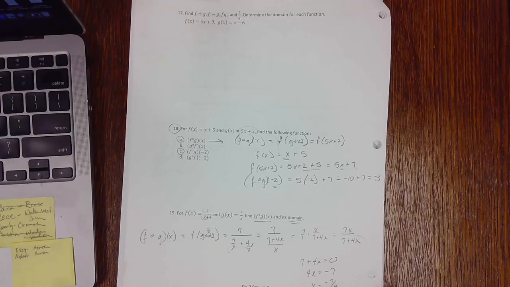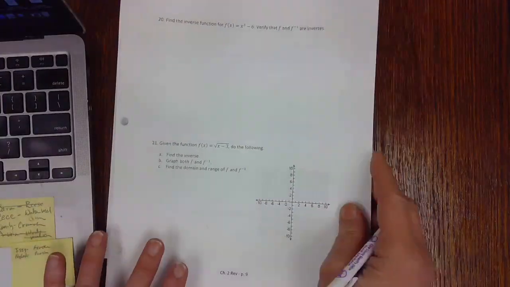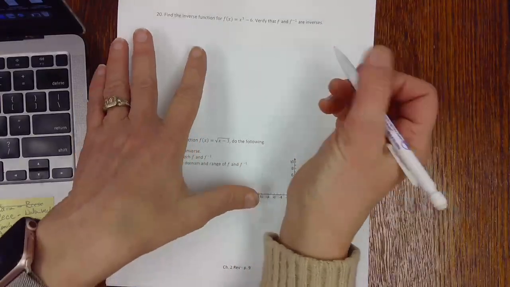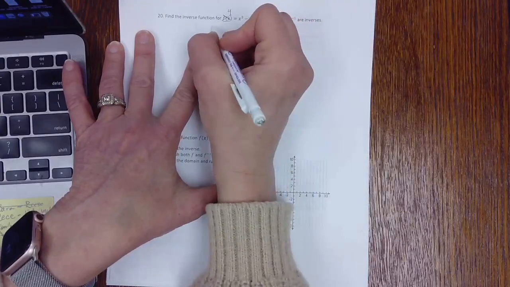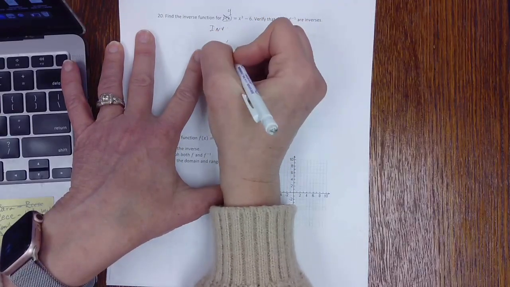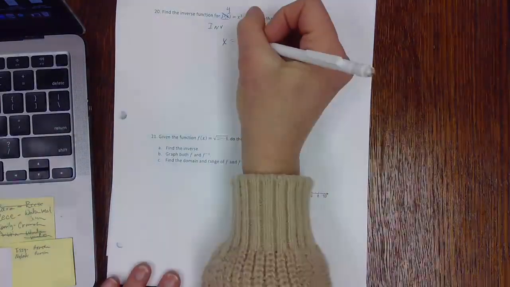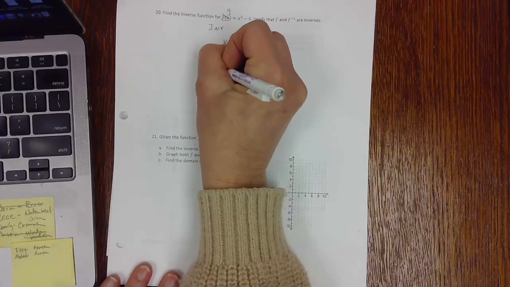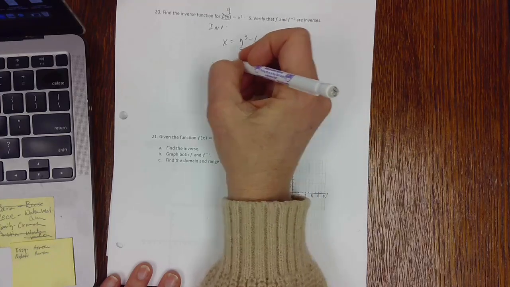All right, the last ones we're going to do. Remember on the inverses, we switch the x and the y and we solve. So remember on this one, since this is y, when I do the inverse, I'm going to say x equals y to the third minus 6, and then I'm going to solve the equation for y. So I'm going to move that over, so x plus 6 is equal to y to the third. Now I'm going to take the cube root of both sides. And that would be the inverse then of my function.